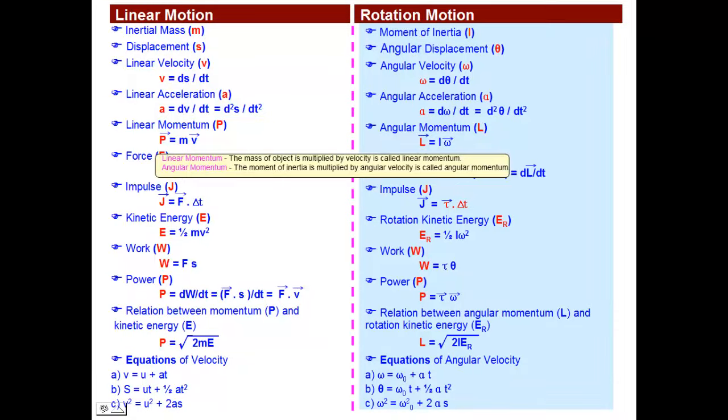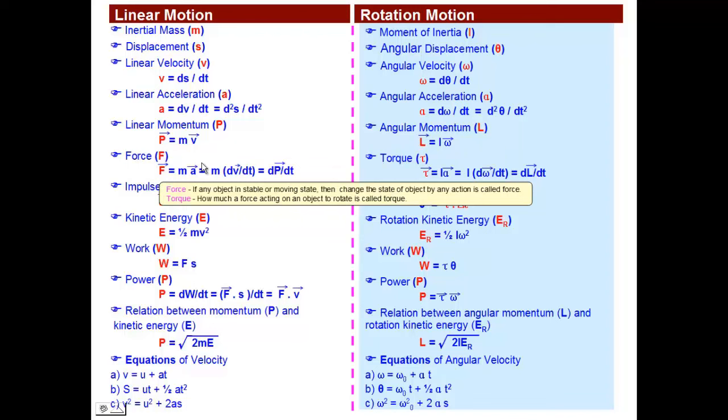Next is linear momentum in linear motion. Linear momentum p equals m multiplied by v. The mass of an object multiplied by its velocity is called linear momentum. Similarly, angular momentum is represented by L. So L equals I multiplied by omega, the angular velocity. The moment of inertia multiplied by angular velocity is called angular momentum.